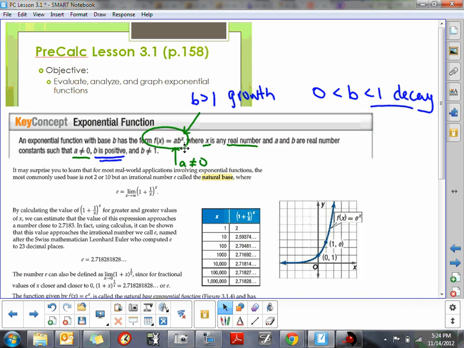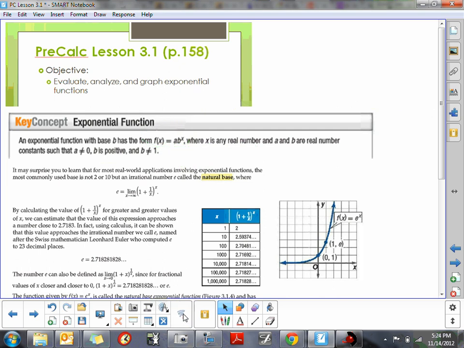The point of this one is to show you that e, the base e, is one of the most common things that occur for bases of logarithms, or of exponents. And that's what it says here. It may surprise you to learn that for most real-world applications involving exponential functions, the most commonly used base is not 2, it's not 10, but it's an irrational number e, which we call the natural base.